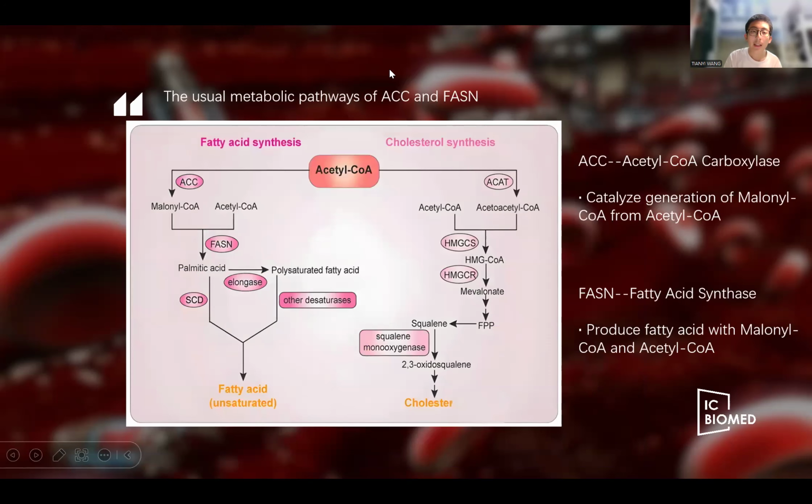And here are the two kinds of enzymes we found. Both of them are key enzymes in lipid metabolism. ACC is called acetyl-CoA carboxylase. It can catalyze the generation of malonyl-CoA from acetyl-CoA. And FASN, called fatty acid synthase, produces fatty acid from malonyl-CoA and acetyl-CoA.